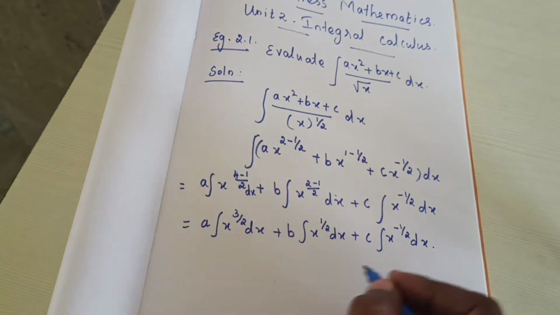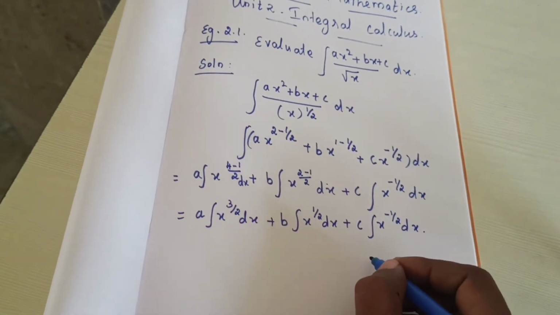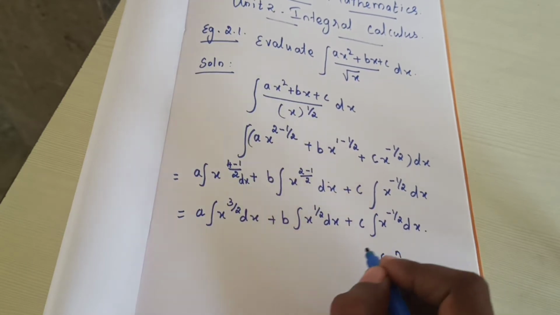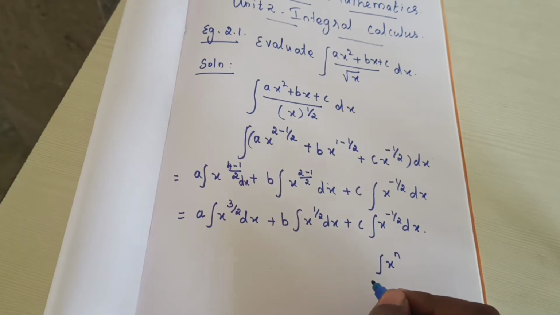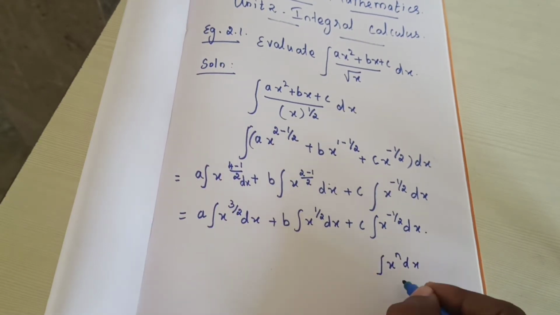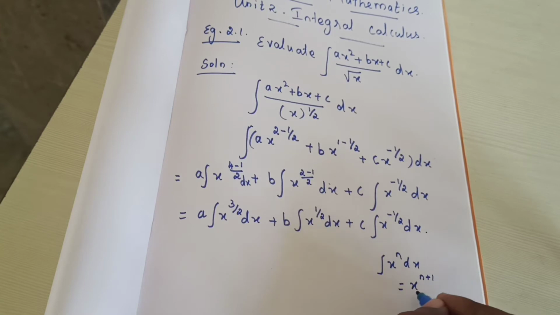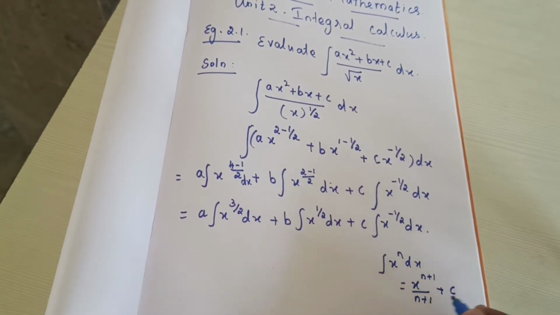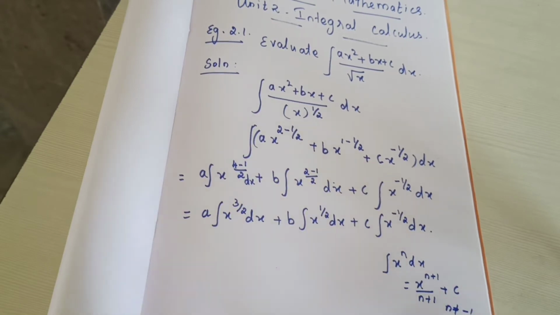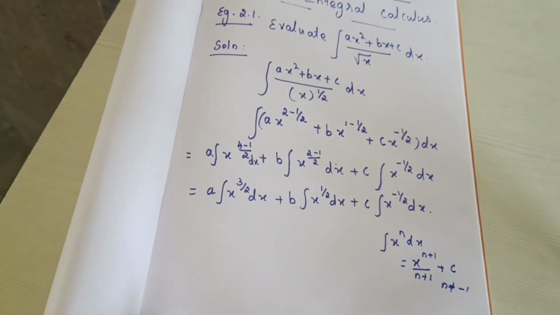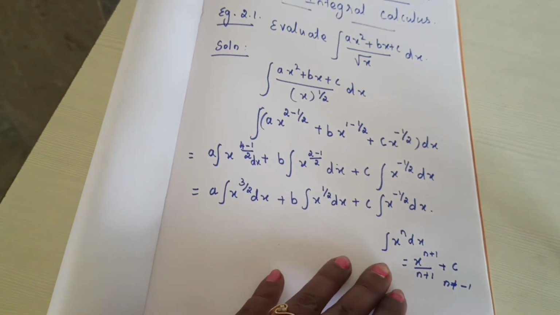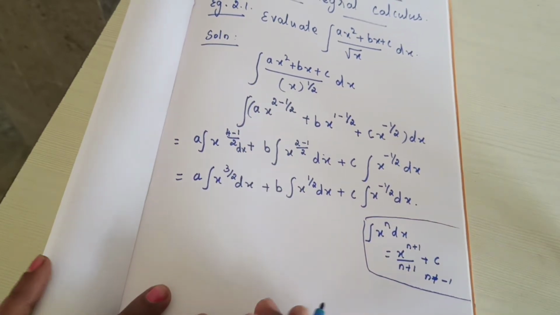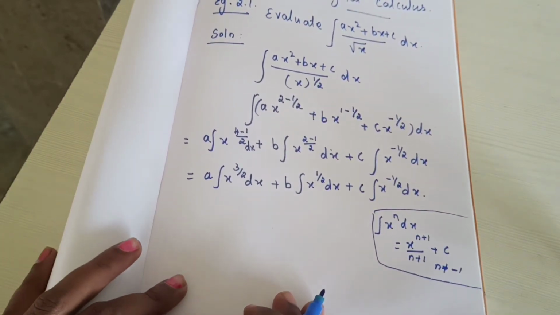Now we are going to use the formula we have learned. Integral of x power n dx is equal to x power n plus 1 divided by n plus 1 plus c, where n is not equal to minus 1. Understand? So this one we are going to use here.